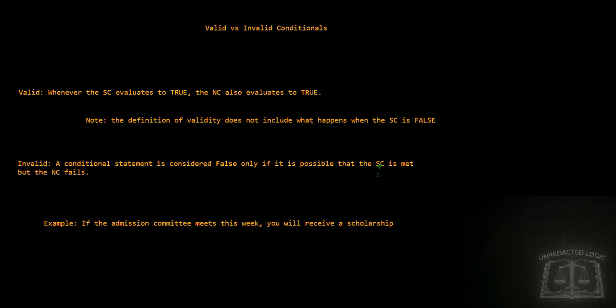Let's look at a simple example. If the ADCOM meets this week, you will receive a scholarship. So we'll diagram ADCOM meets this week as A. Arrow, you will receive a scholarship. We'll diagram that as S. This conditional would be invalid if it is possible that the ADCOM meets this week and yet you do not receive a scholarship.